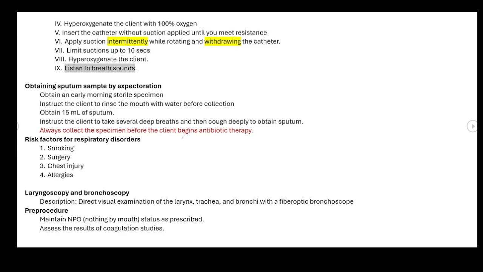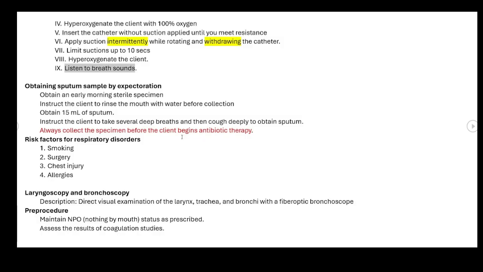What is it? This is just a visual examination of the larynx. I already talked about the trachea. If it is a larynx, it's called laryngoscopy. If it is trachea, it's called tracheostomy. And when it is the bronchi, we call it what? Bronchoscopy. And if they are going to visualize wherever they want, if it is a colon, they'll call it colonoscopy.